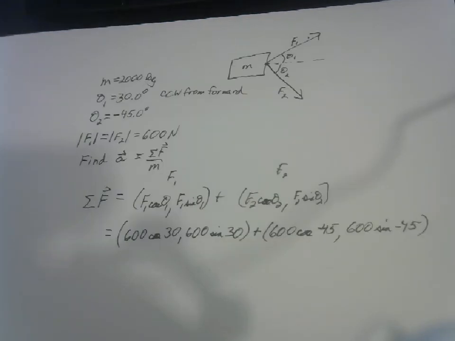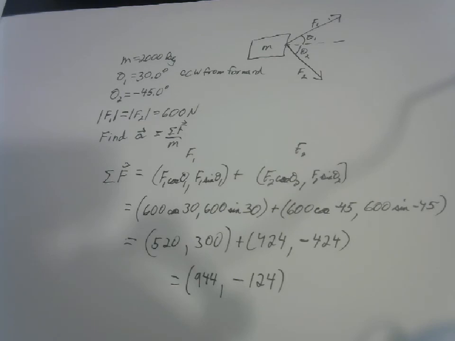So plugging in numbers, this is 600 cosine 30, 600 sine 30, 600 cosine negative 45, and 600 sine negative 45. Which comes out 600 cosine 30 is 520, 600 sine 30 is 300, 600 cosine negative 45 is 424, and 600 sine of negative 45 is negative 424. And you'll notice that that sounds right because this is going to the right and up, and this one is going to the right and down. So that's why we have a negative number there.